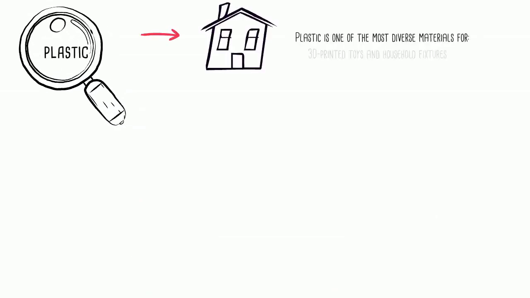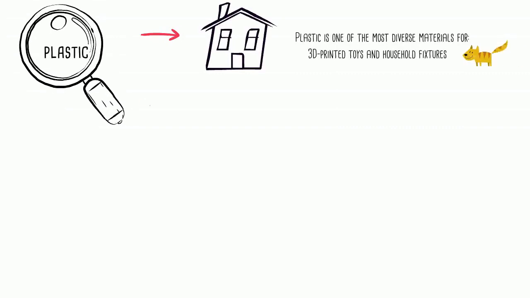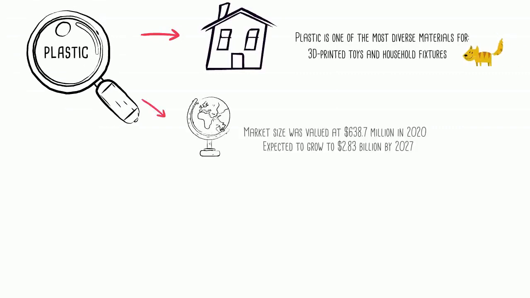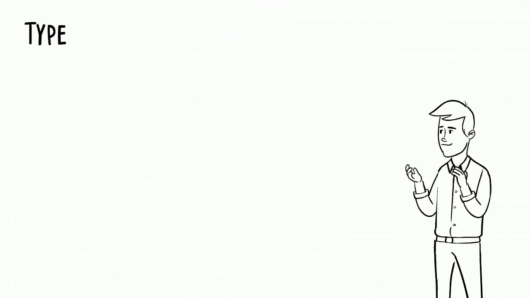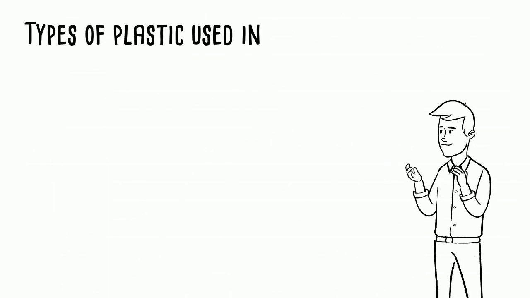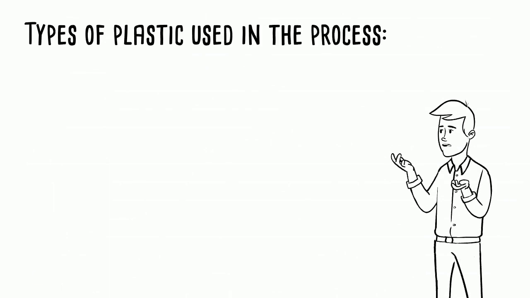Plastic is the most common and diverse material used for 3D printed toys and household fixtures. Globally, its market size was valued at $638.7 million in 2020. Plastic products are generally made with FDM printers, where thermoplastic filaments are melted and molded into shape, layer by layer. The types of plastic used in this process are usually made from one of the following materials.